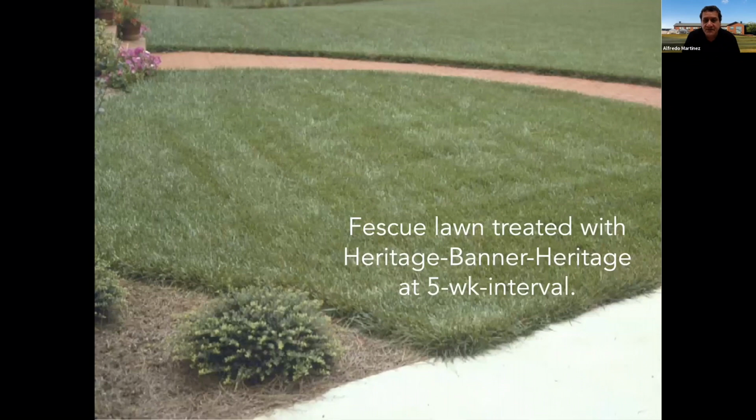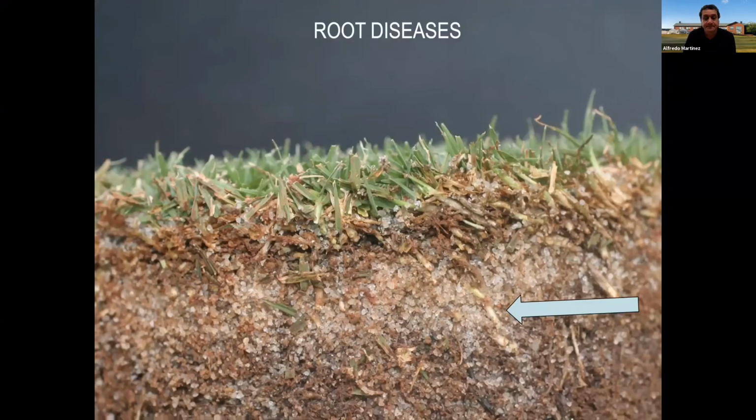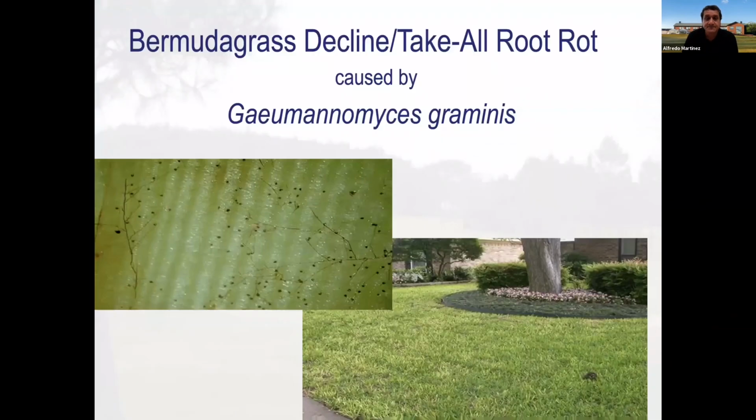So just a fescue lawn treated with Heritage Banner, and Heritage again, or Heritage Banner. That's azoxystrobin and propiconazole at the 5-week interval, and it gets pretty good control of brown patch. Root diseases. Here we have some that we're going to be discussing.